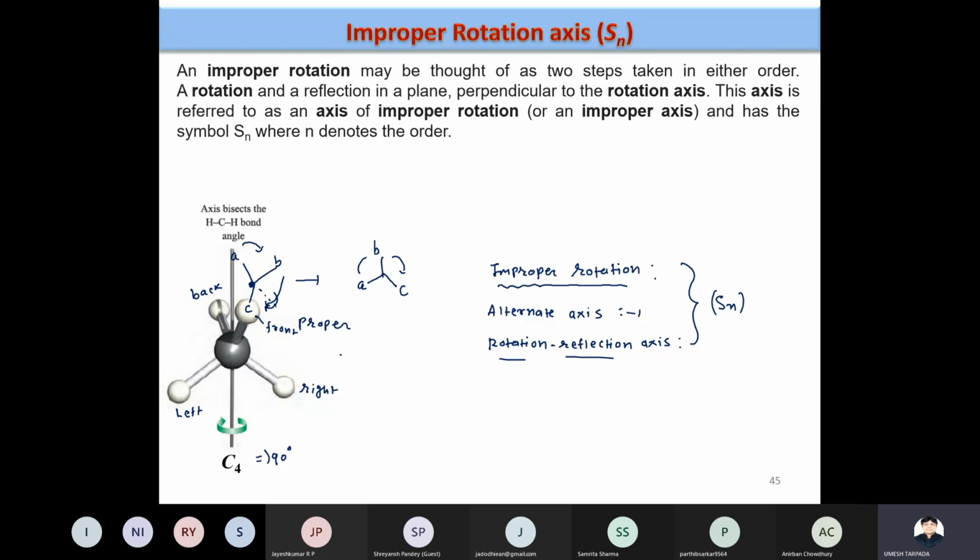Right side and left side hydrogens are in the plane of the mobile. Now if you give rotation to this molecule at 90 degrees, what happens? If you apply rotation at 90 degrees, then those hydrogens which are in the plane come out of plane, and those hydrogens which are out of plane enter into the plane.